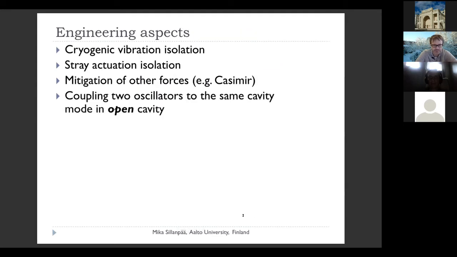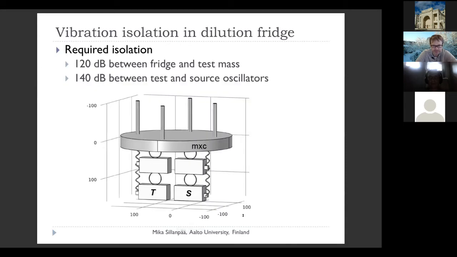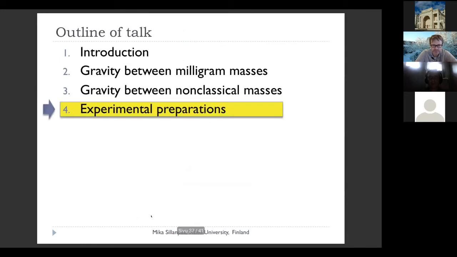Some words about engineering. A big thing will be vibration isolation in the dilution fridge. One needs, for example, 120 dB of isolation between the pulse tube fridge and the test mass, but we have designed this kind of suspension assembly with a few kilo masses and ring springs which will do the job.